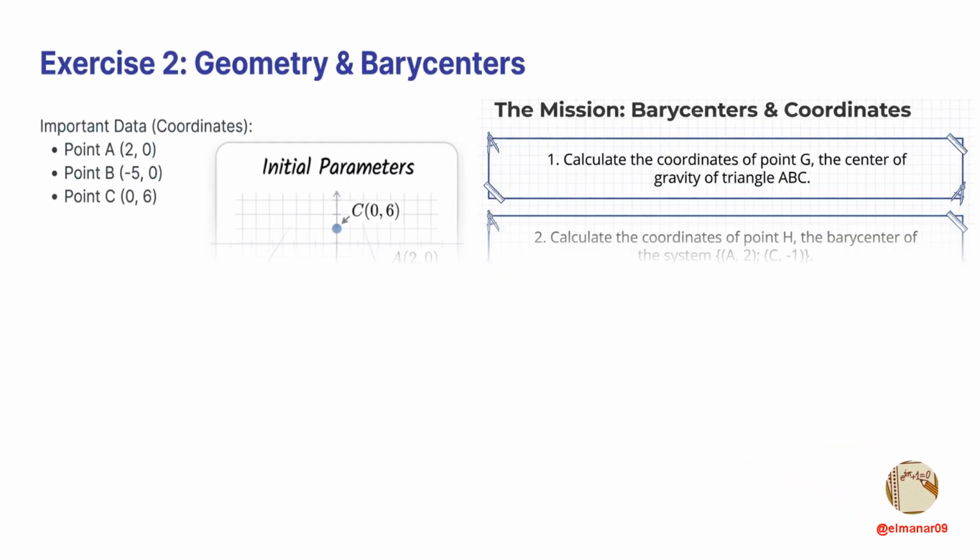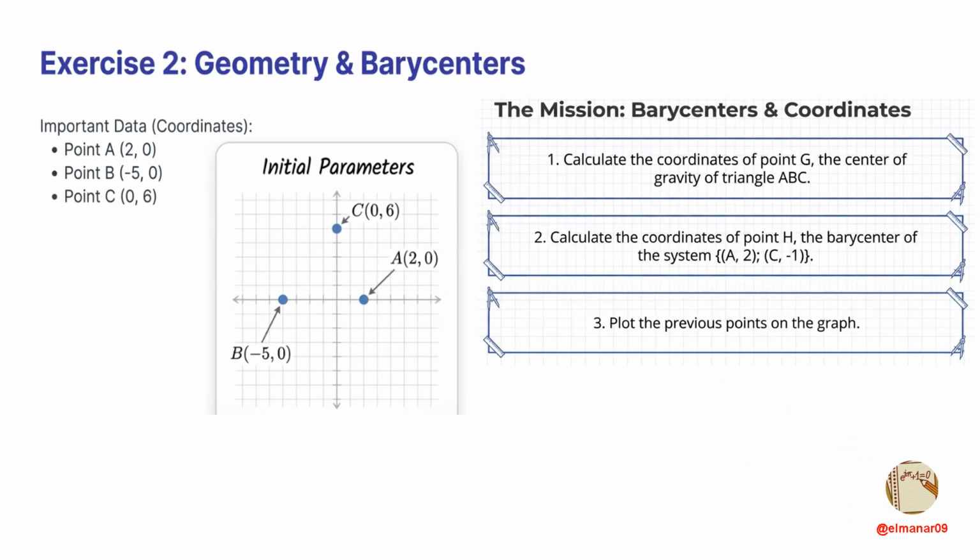We are now diving into the vibrant heart of analytical geometry, barycenters. On our graph, we have a well-defined triangle ABC in an orthonormal coordinate system. Look closely at the positions. Point A, (2,0), and point B, (-5,0), are anchored on the x-axis. Point C (0,6) sits proudly on the y-axis. It is an ideal configuration for understanding how mass and position interact.